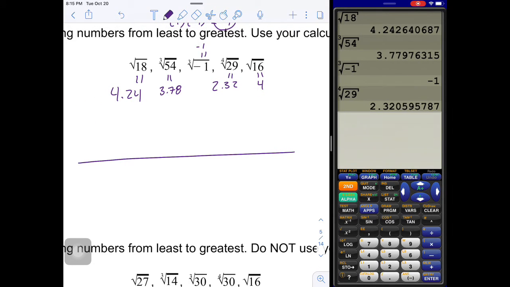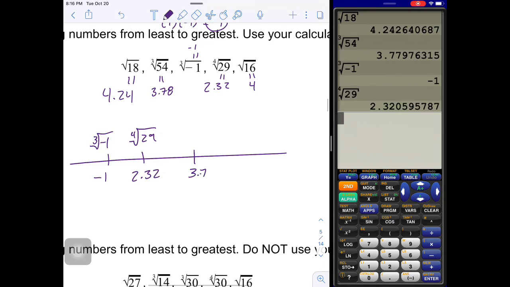So to order this on a number line, my smallest value is this -1. So the cube root of -1 will go here, and I'll put the estimated value on the bottom. Okay, what's the second smallest? The second would be 2.32, and I'm going to place on top here the fourth root of 29. My next value would be 3.78, and that is the cube root of 54.